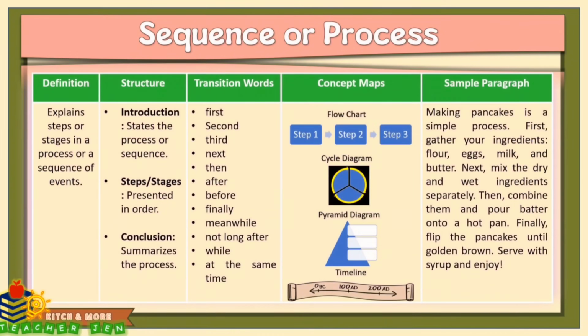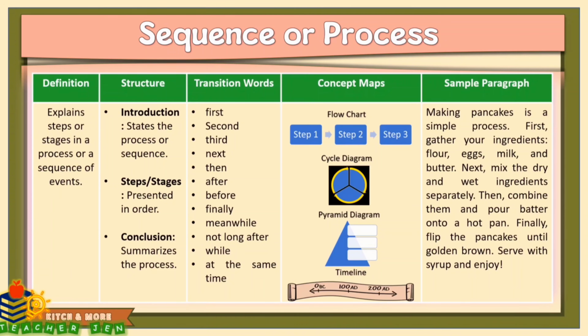Now let's dive into the first type of expository text, sequence or process. This type of text explains the steps or stages in a process or the order of events. It's like a recipe or a how-to guide that gives instructions in a clear sequence. The structure is like this. The introduction tells you what process or sequence will be explained. The steps or stages are presented in the correct order, step by step. The conclusion summarizes the process, wrapping up the explanation.